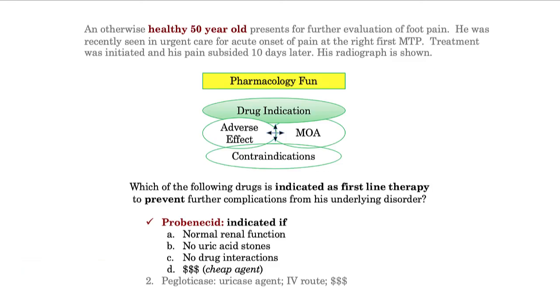In the last question, we saw contraindications to probenecid, but what are the indications? Well, here they are. Normal renal function, no uric acid stones, no significant drug interactions, and it is a cheap agent, making it the best first-line therapy in this otherwise healthy patient, at least on the USMLE. Don't fall for the trap that we don't really use it clinically. The boards don't care about your usual prescribing pattern. They only seek the truth.